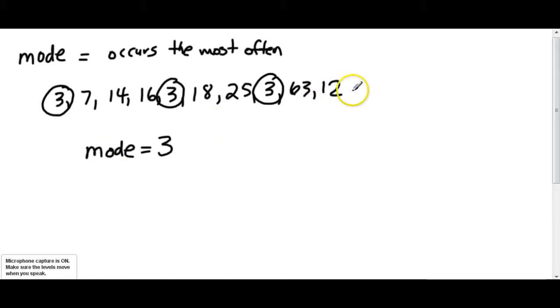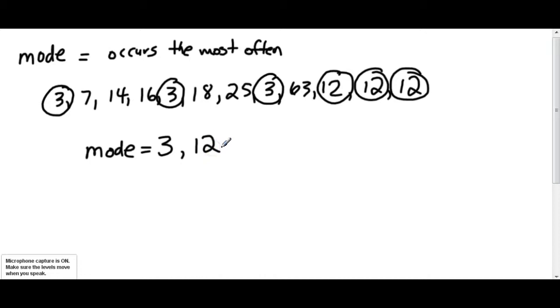So supposing we were to continue with this data set right here, and let's say we were to have the number 12 again, and then the number 12 one more time. We would see that the number 12 appears once, twice, 3 times. So in this case, your mode would be 3 and 12 because they appear each 3 times. 1, 2, 3, and 1, 2, 3. So you can have multiple modes if in your group of data you have 2 or more numbers that appear the same number of times. Okay? Very simple concept to understand, mode.